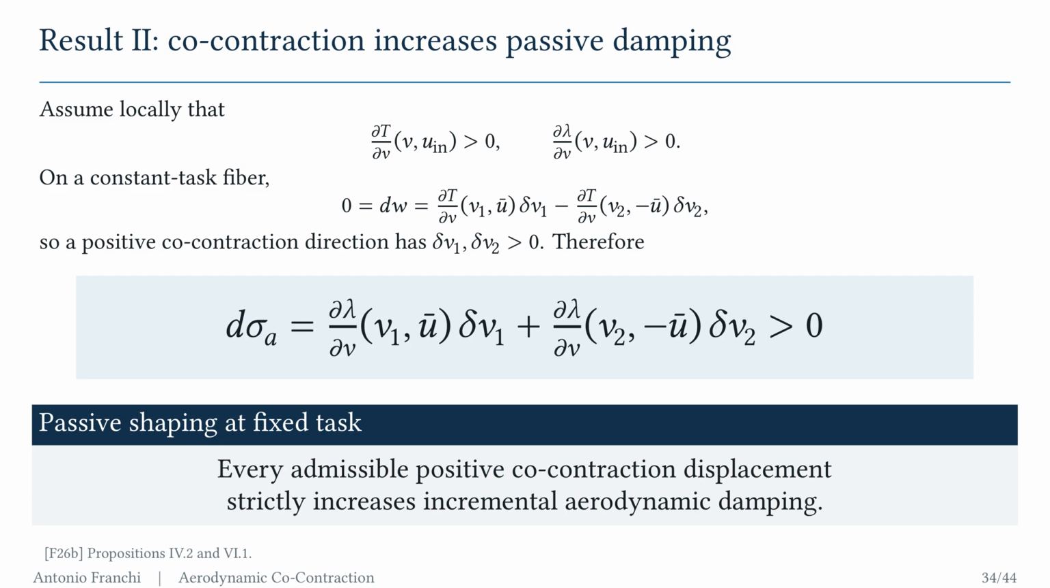Second, the inflow sensitivity lambda increases with rotor speed. The variation of sigma sub a is therefore the sum of two positive derivative terms multiplied by positive speed variations. Hence, positive task-preserving co-contraction strictly increases incremental aerodynamic damping.